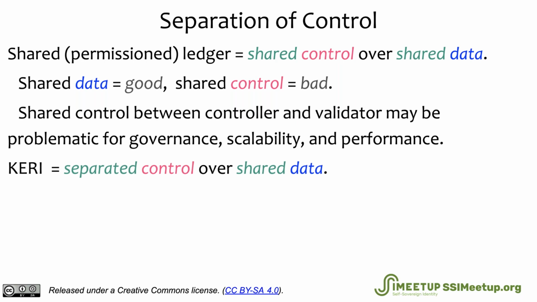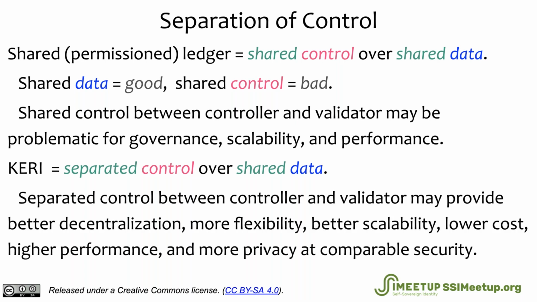The shared data is the log, but the separated control is the promulgation service and the confirmation service, or my witnesses and my watchers. So now that I have separated control between the controller and validator, I have better decentralization because it's more decentralized by definition. There's more loci of control, and so that's what I mean by decentralization, not distribution. More flexibility, better scalability, lower cost, higher performance, and more privacy at comparable levels of security because I've designed the security right. So that's the end of the presentation without going into the really, really deep details.